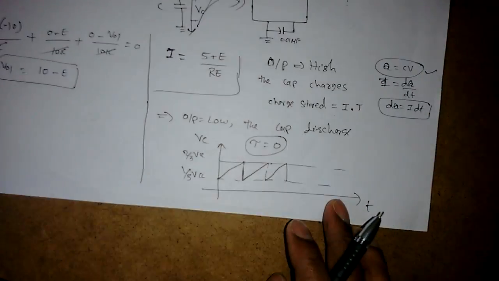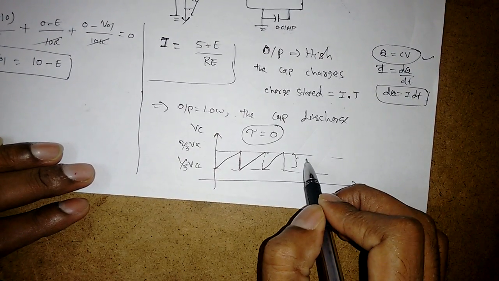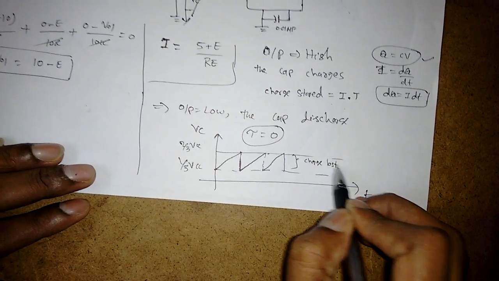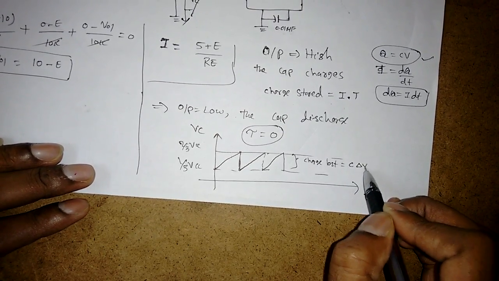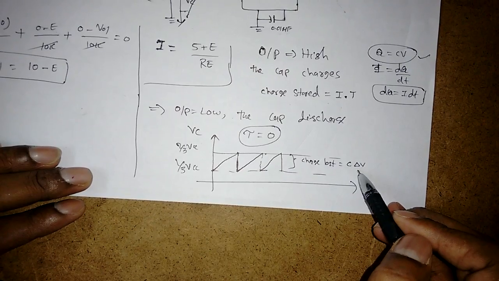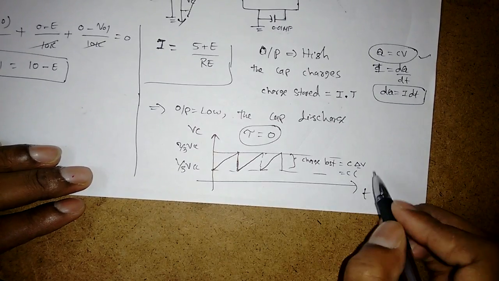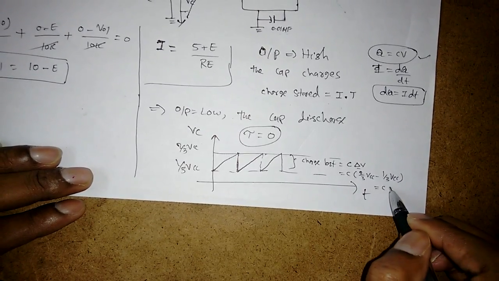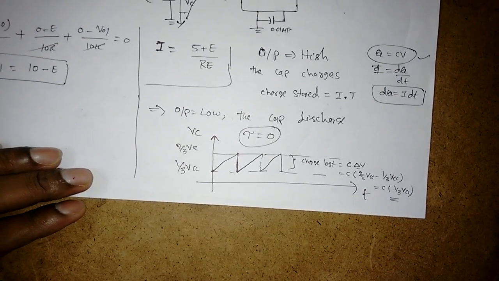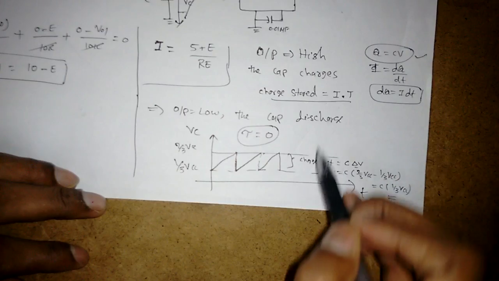Now whenever it is discharging, what is the charge lost? Charge lost is C into delta V, that is Q equal to CV. So dQ is equal to C into delta V. What is delta V here? It is discharged from 2 by third to 1 by third VCC. So 2 by third VCC minus 1 by third VCC, which is equal to 1 by third VCC, so C into 1 by third VCC is the charge lost. Now at equilibrium, the charge stored is equal to charge lost. So if you apply that, we can find the output frequency.